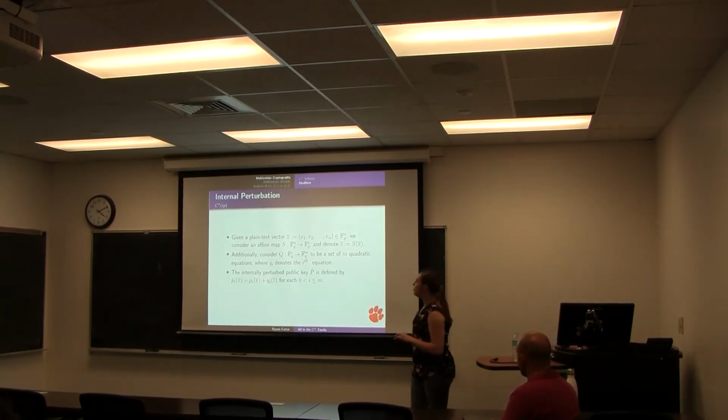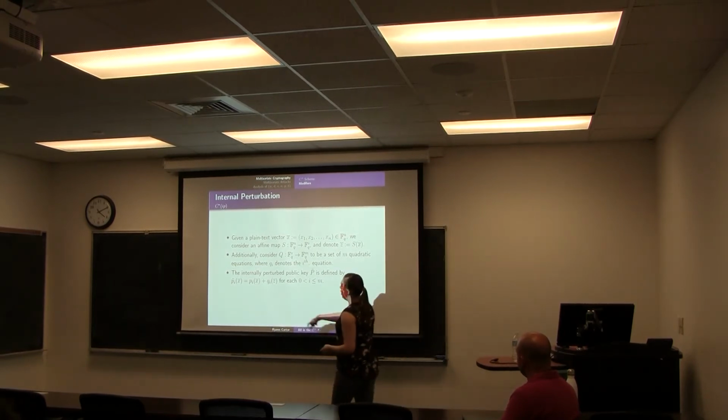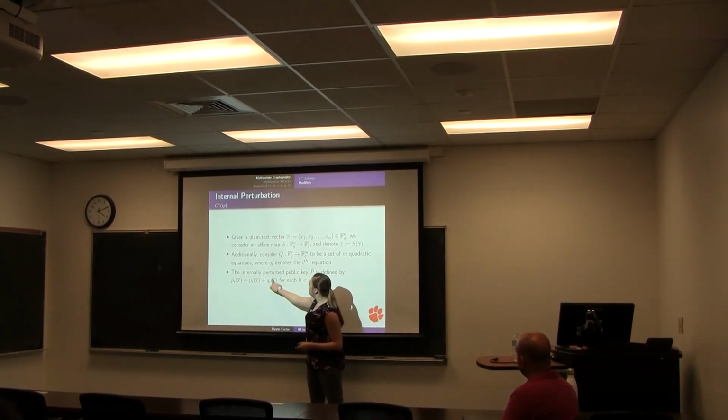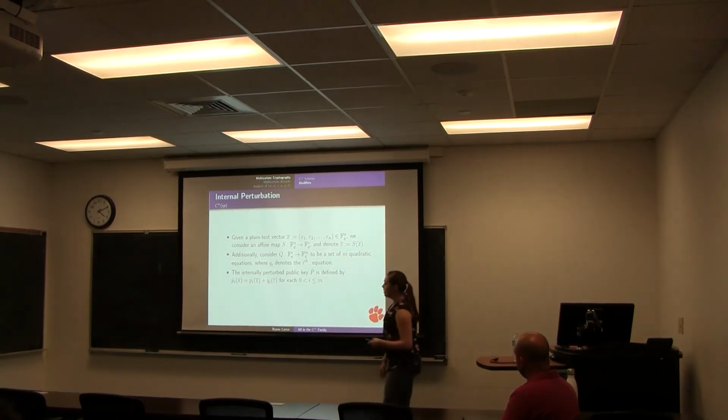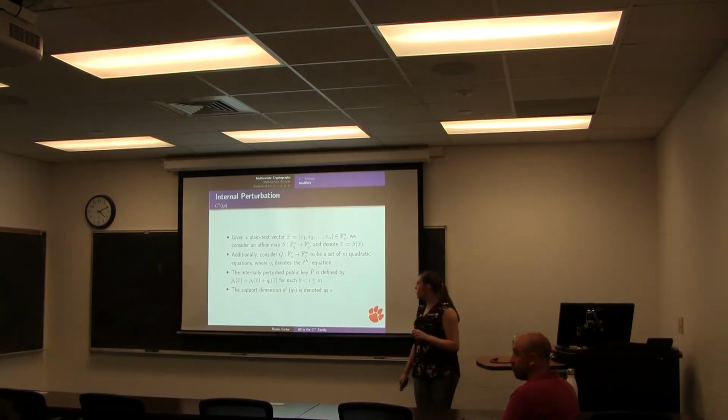Then my internally perturbed public key is going to be defined by my original public key equation evaluated at X, and to that I will add my new quadratic equation evaluated at Z. So for each equation, I'm just adding a little bit more. And the support dimension of IP is going to be denoted as lowercase s.